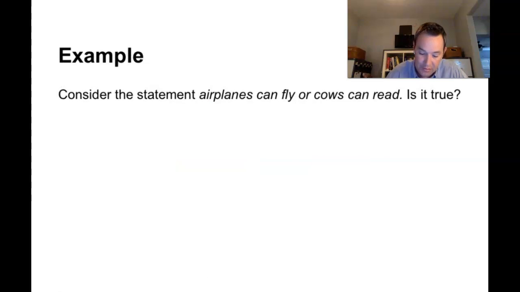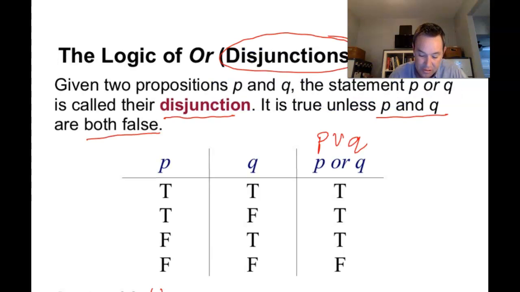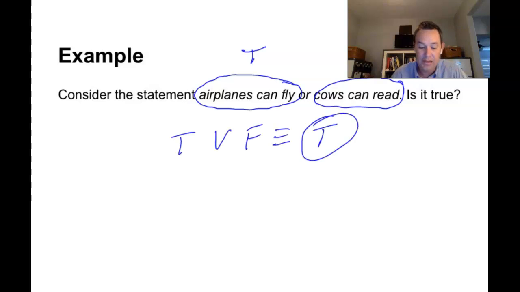So consider the statement, airplanes can fly or cows can read. Is it true? So we'll look at the two separate propositions. They're both assertions. Airplanes can fly. True. Cows can read. False. But we know that from our definition of disjunction, as long as one is true, then P or Q is true overall. So basically we can think of it this way. I have true or false. That gives me an overall true value.